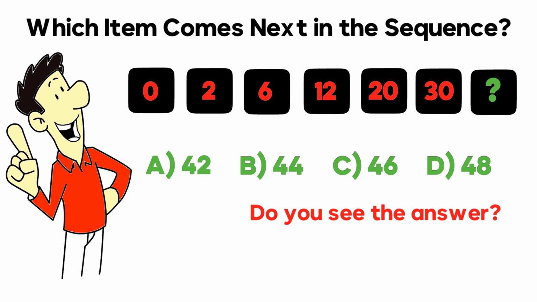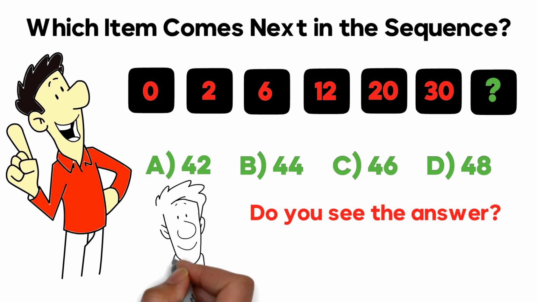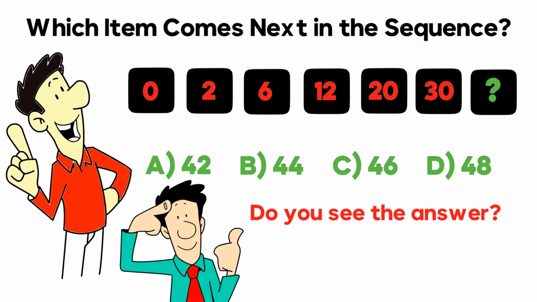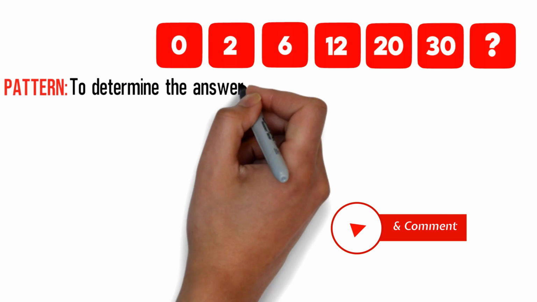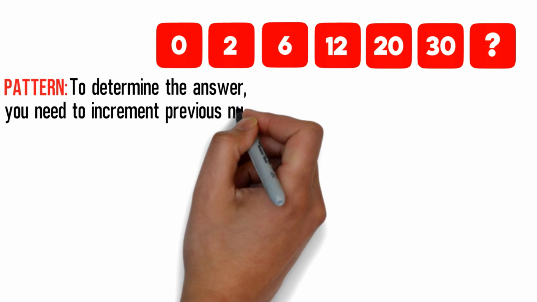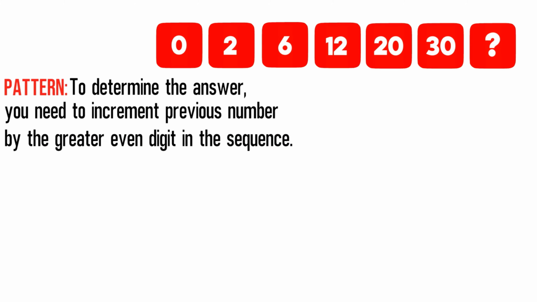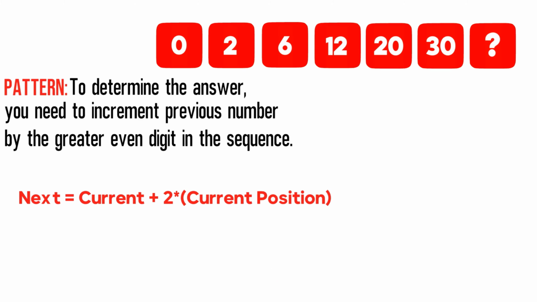Do you see the answer? It may or may not be obvious, depending upon your skills of detecting the pattern. Like it or not, we're going to continue and I'll share with you the answer. As with any type of question, the key is to determine the pattern. To determine the answer in this particular case, you need to increment the previous number by the next even number in the sequence. You can even come up with a formula. In our case, the formula to determine the next number would be the current number plus 2 multiplied by the current position. Let's see how it works.